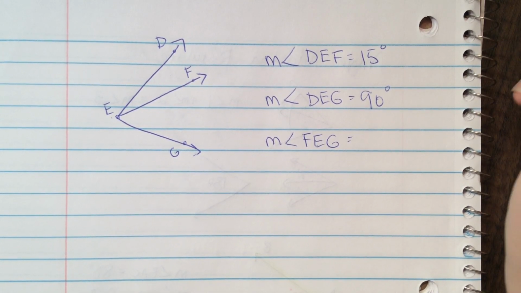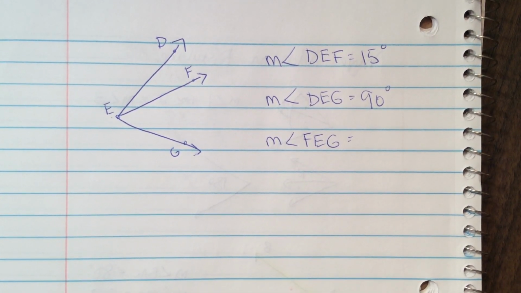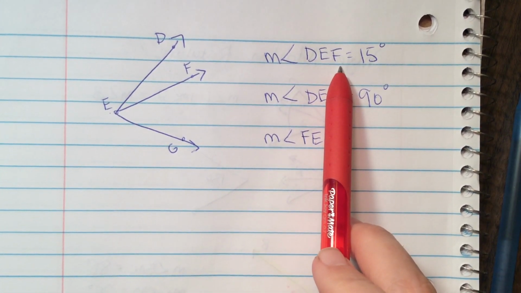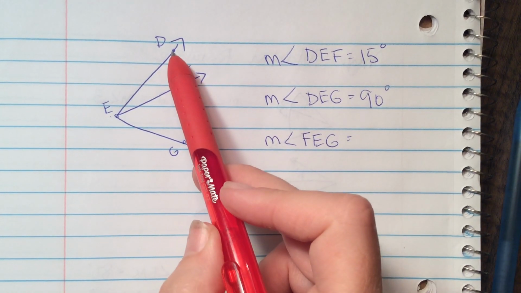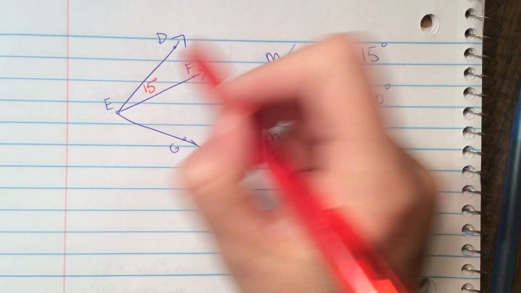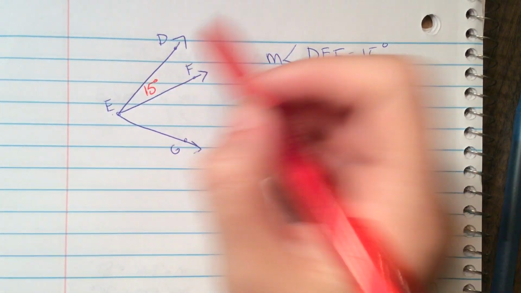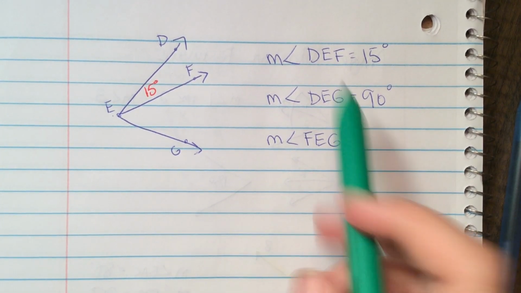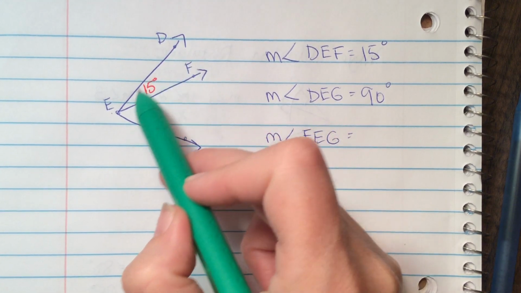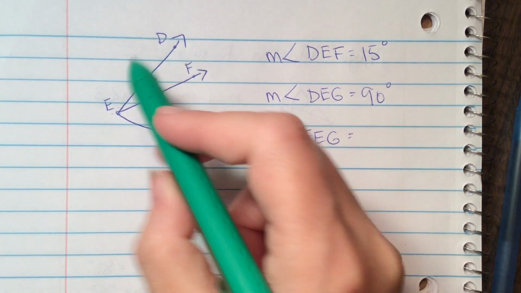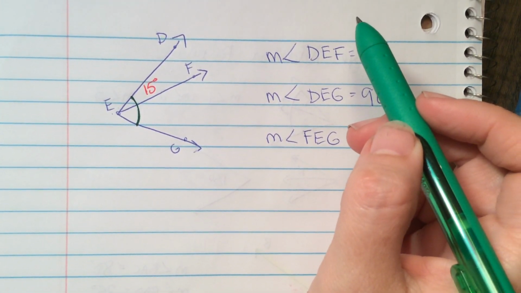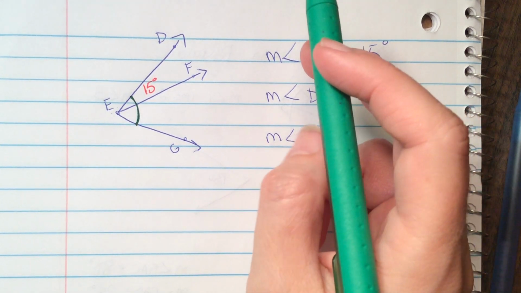Okay, hopefully you've done it and you're now just playing the video again. It tells us that angle DEF is 15 degrees. So DEF is 15 degrees. So we're going to fill that in. And then it tells us that angle DEG is 90. So DEG. So that's the big one here. Like that's both of them together. So the big angle together is 90.